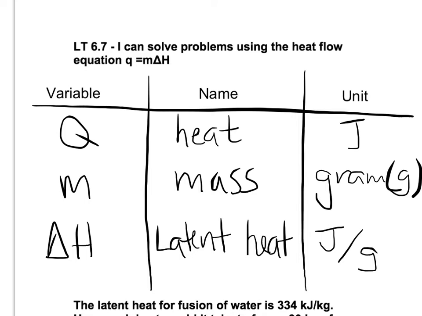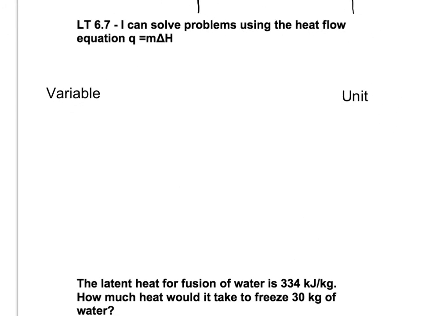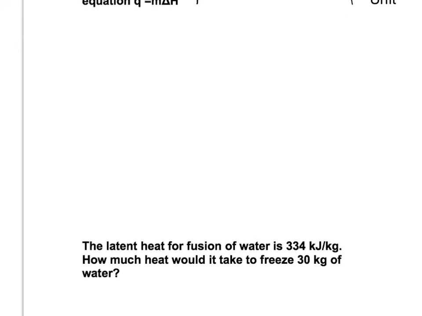So let's look at a specific example. Okay, so question. The latent heat for fusion of water is 334 kilojoules per kilogram. How much heat would it take to freeze 30 kilograms of water? First thing you need to do, identify your variables.